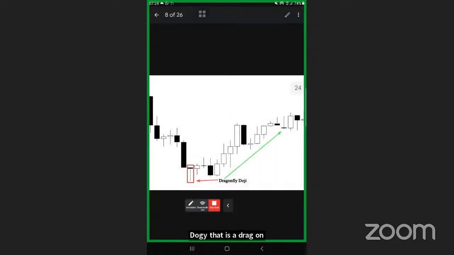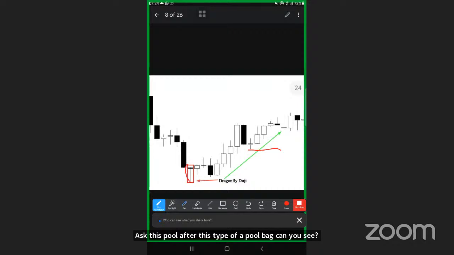Can you see what happened there? After this type of a pullback, this candle here, can you see what happened in this candle? The opening of the price and the closing of the price is almost at the same level. But remember, this is an area of support. That's why these things are happening.